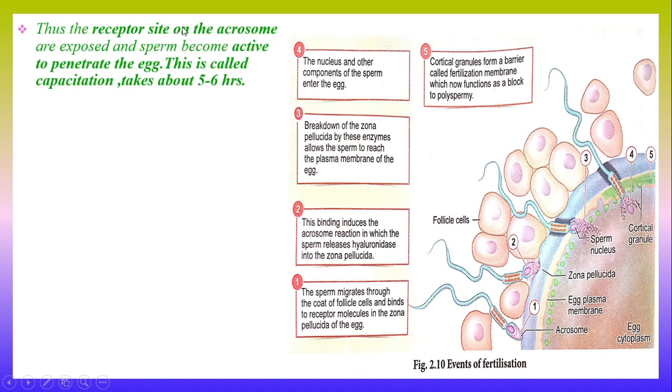Thus the receptor sites of the acrosome are exposed and the sperm become active to penetrate the egg. This is called capacitation. அப்ப sperm உள்ள வந்தோடனே என்ன நடந்தது? Sperm fertilizationக்காக உள்ள வந்த sperm, fallopian tube உள்ள போறதுக்கு முன்னாடி யூட்ரஸ் உள்ள போகணும், அப்புறம் fallopian tube உள்ள போகணும். Fallopian tube வெளியே நீந்தி போகும்போது அதனுடைய அவுட்டர் கவரிங் வெளியில எடுக்கப்படுகிறது. That process is called what? Capacitation. It will take about 5 to 6 hours ஆயிடும்.